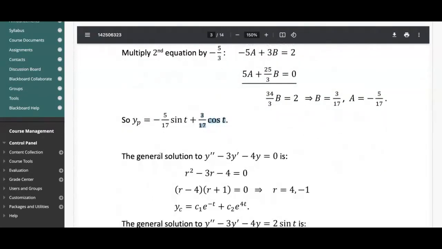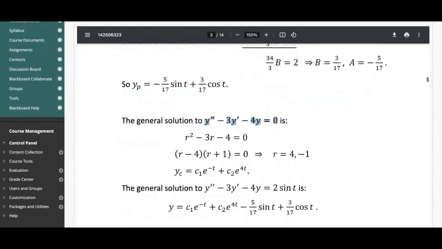Then we try to solve for the complementary solution. So this is YP, we try to solve for YC. Well, YC is a general solution to this associated homogeneous equation. So the characteristic equation is such, factor. So we get two solutions, 4 and negative 1. So the complementary solution is C1 e to the negative t plus C2 e to the 4t.